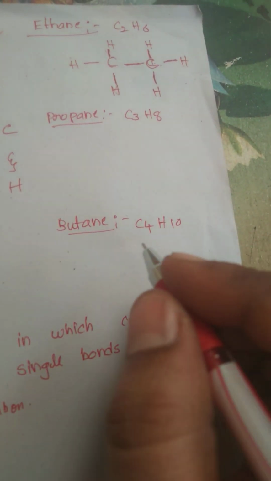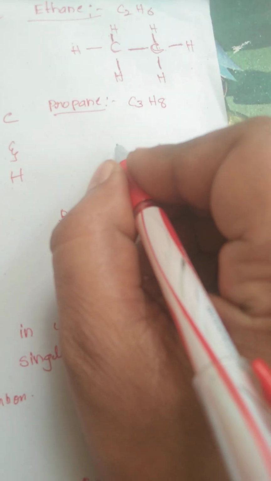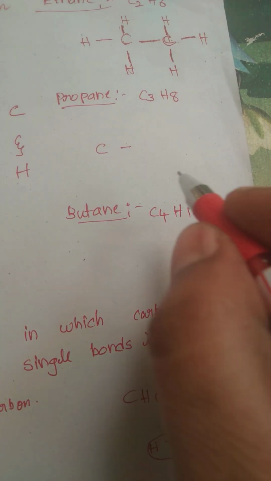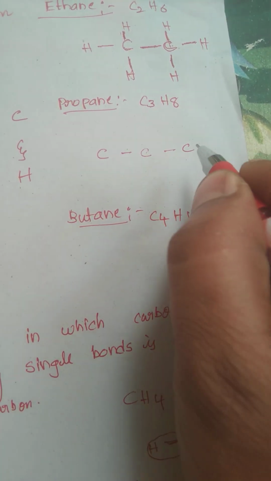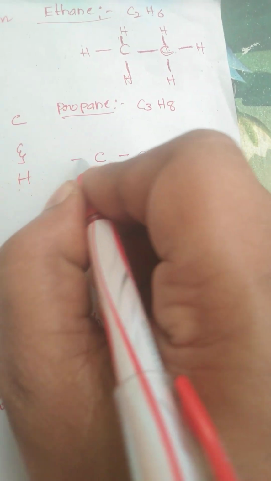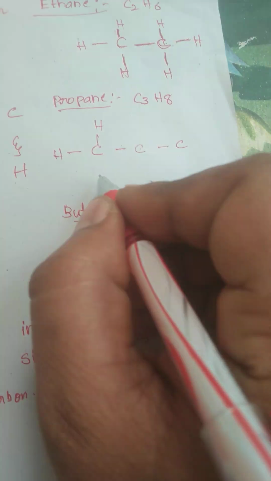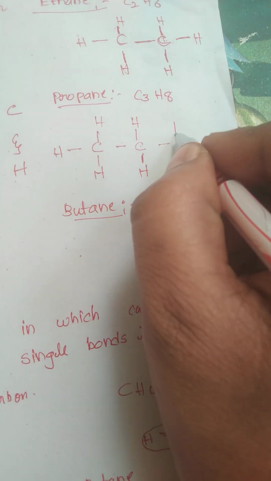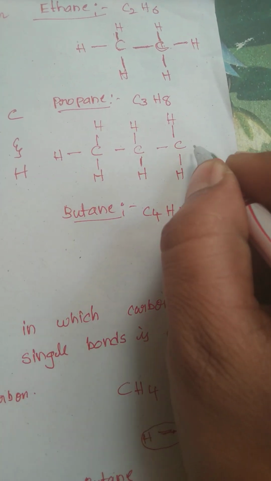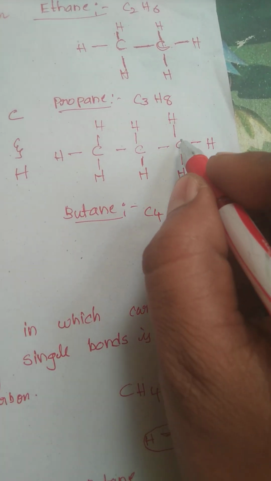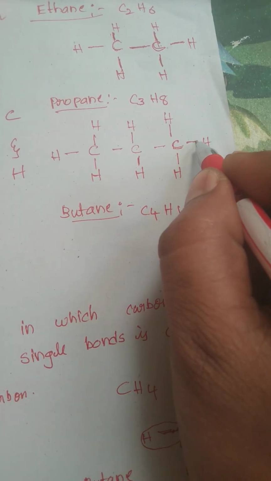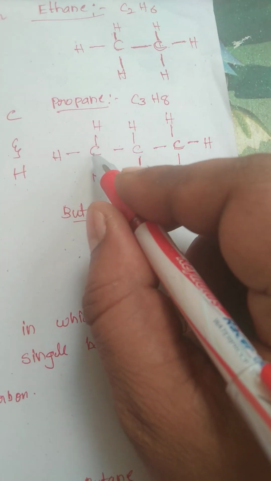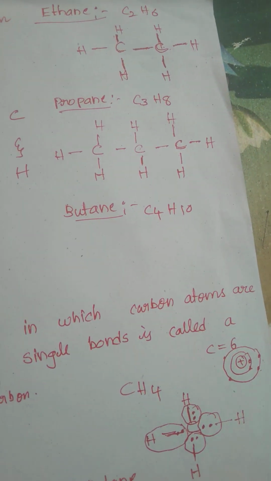This is ethane. Next one, propane. We have 3 carbon atoms, 1, 2, 3, and a total of 8 hydrogen atoms, 1 2 3 4 5 6 7 8. See, the carbon atoms are connected by only single bonds. This is the structural formula of propane.